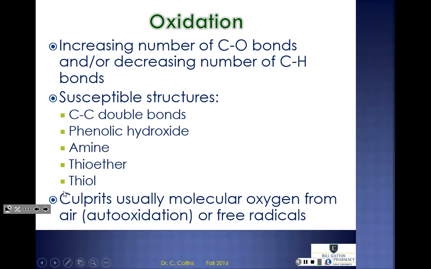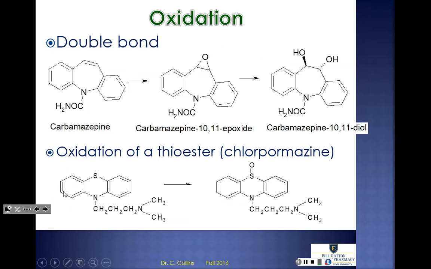Susceptible structures, again, even some of the same culprits, are usually molecular oxygen from air, which results in what's termed auto-oxidation, or from free radicals. Double bonds are susceptible. So carbamazepine can be oxidized fairly readily.